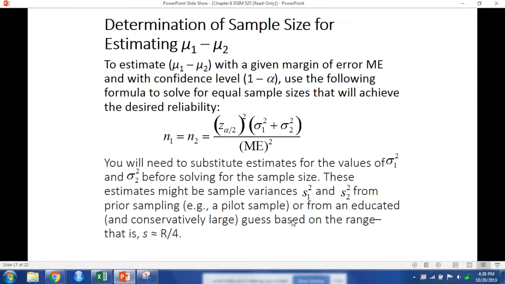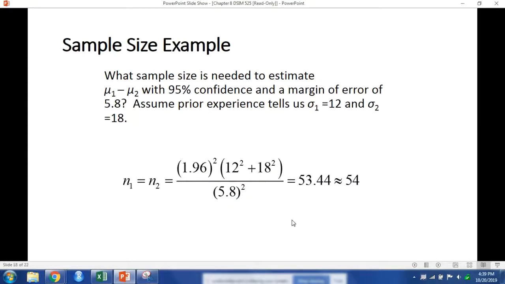Okay, so the next question, question 9 on our homework, is how to determine sample size for a given margin of error. We can do this if we have our confidence level of interest, the variance, and our margin of error. So let's do a sample size example. We have a difference in means that we're interested in at the 95% confidence level. We have a margin of error we're willing to accept of up to 5.8. And we have two variances, 12 and 18.